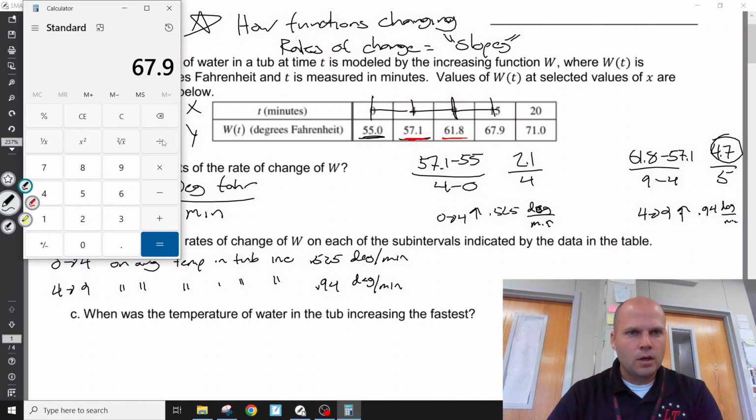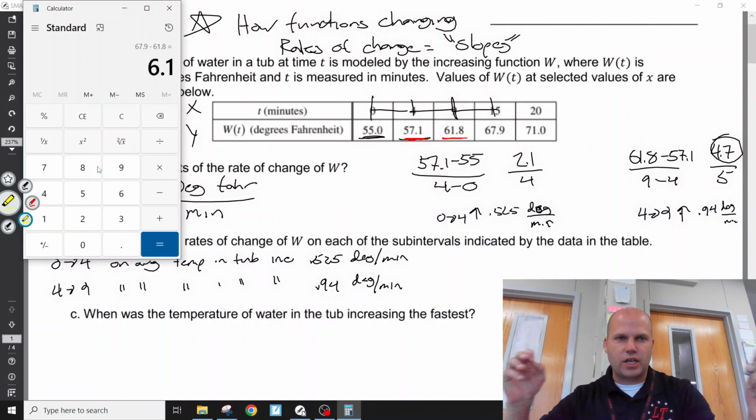67.9 divided by 61.8. Sorry, wrong. Subtract to find how much the net change is, what we talked about. Subtract to find the net change. I can't do this.